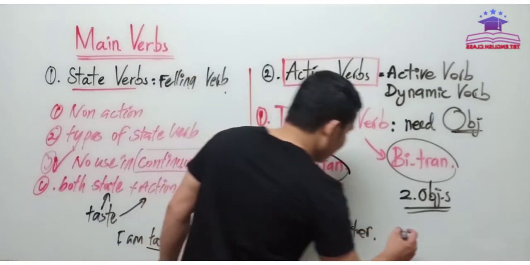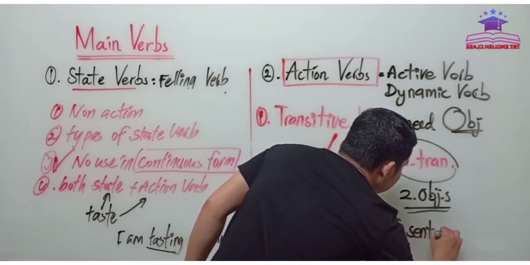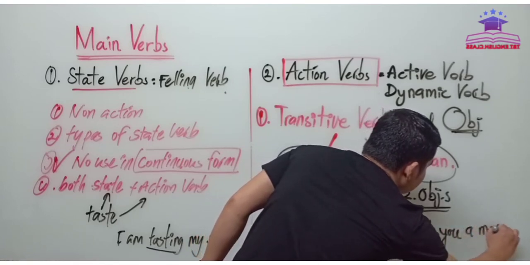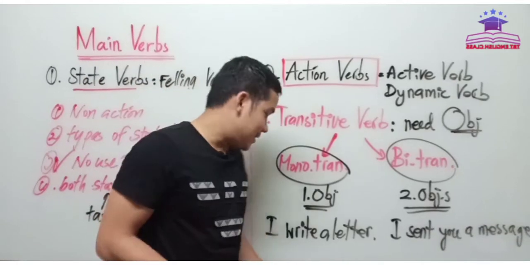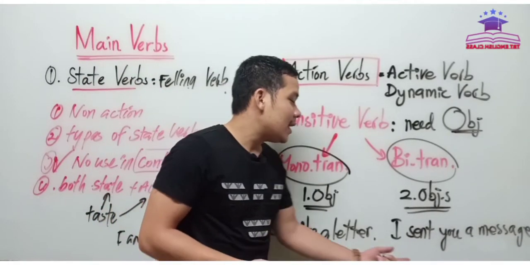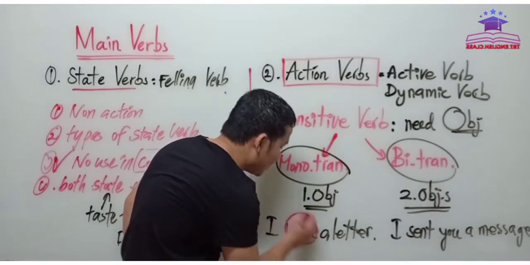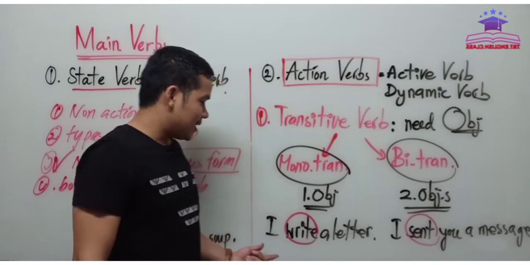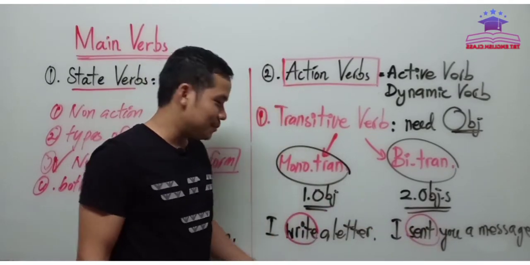Another one. I send you a message. Okay, you can see: I write a letter, I send you a message. Verb write and verb send. Example 1 has one object and example 2 has two objects. Find the object with me.